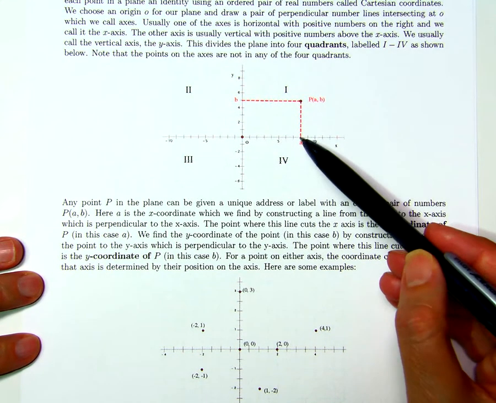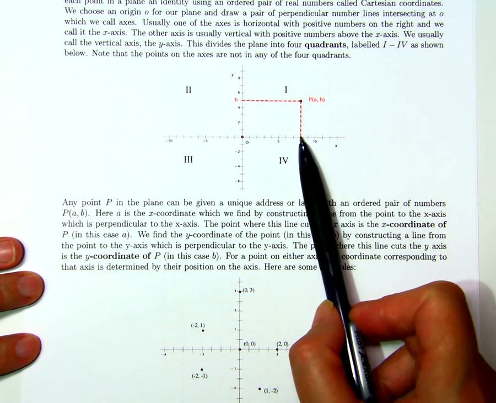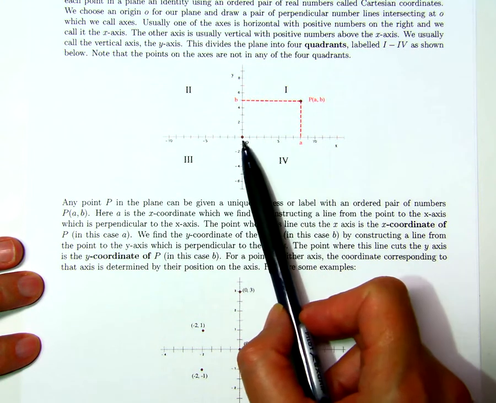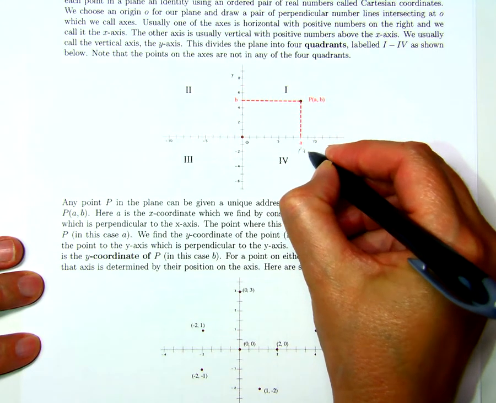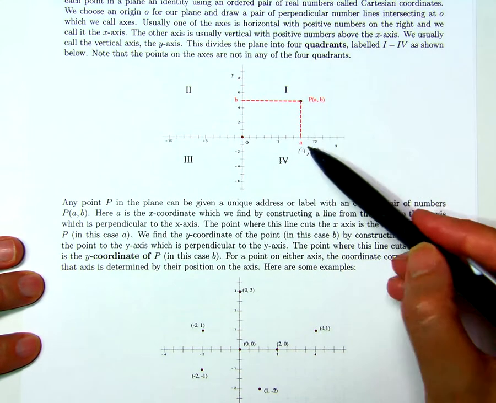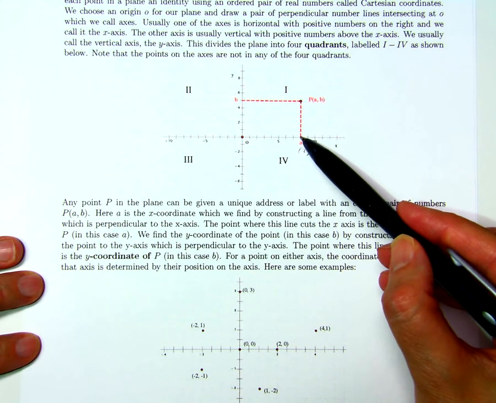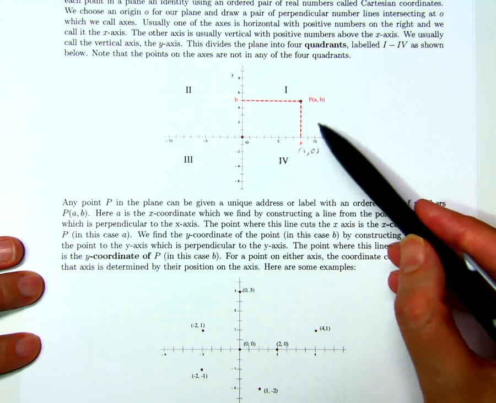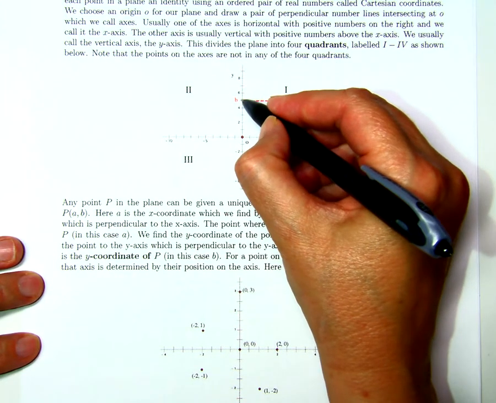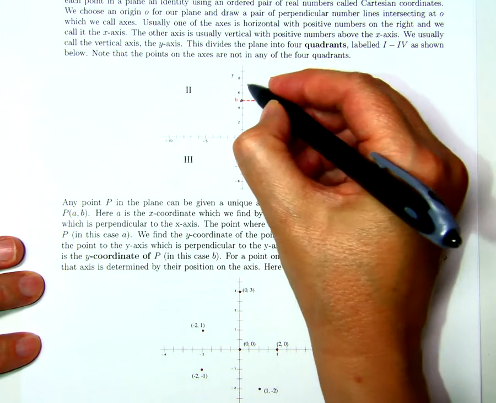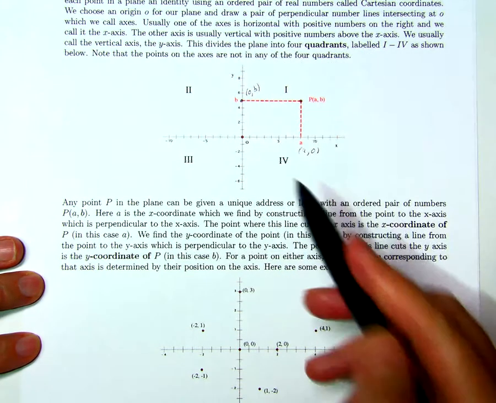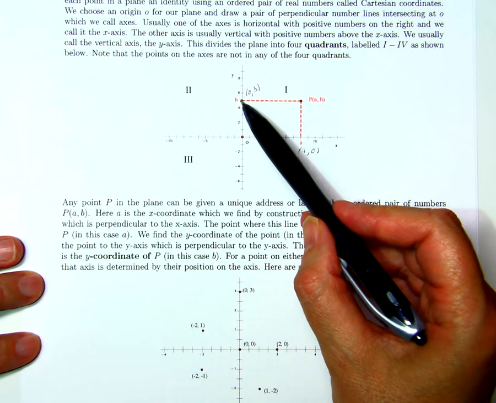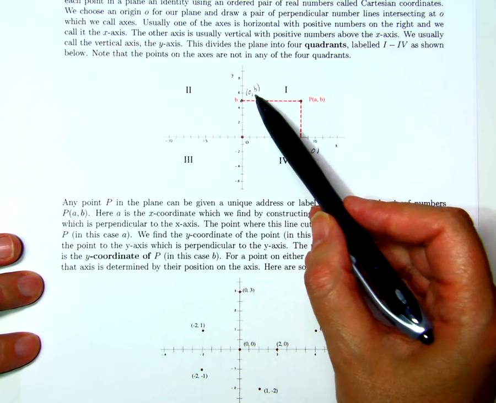If I pick a point on the x-axis itself, then when I drop a perpendicular to the y-axis, it cuts the y-axis at 0, so the coordinates of this point are A, 0, and the A is the number at which it lies on the x-axis. Similarly, if I pick a point on the y-axis, when I drop a perpendicular to the x-axis, I get 0, so its first coordinate is 0, and its second coordinate determines its position on the y-axis. Here it's B, and it's a positive number.